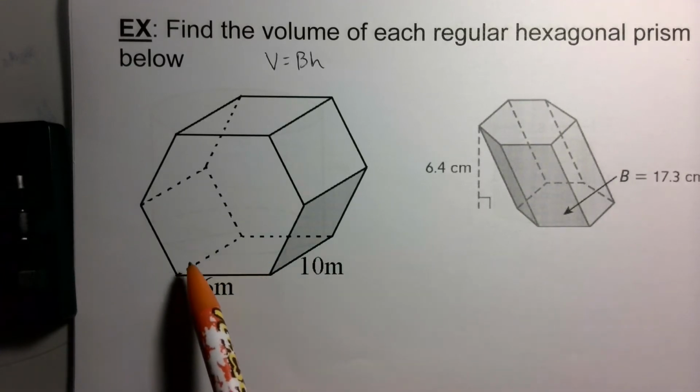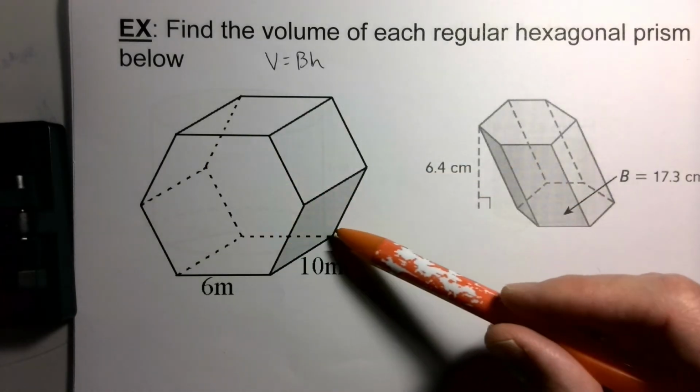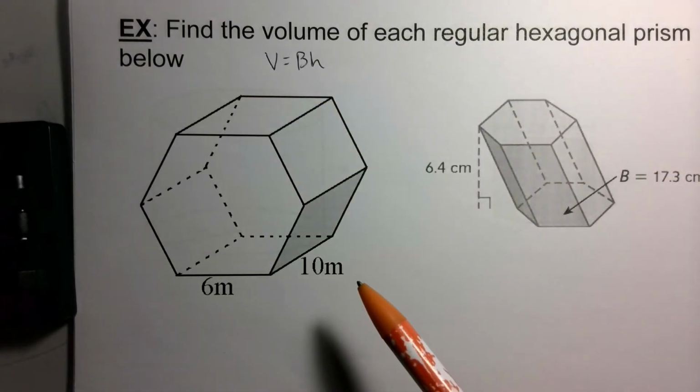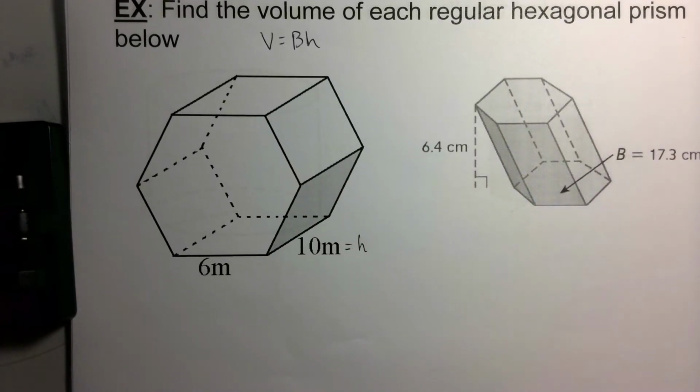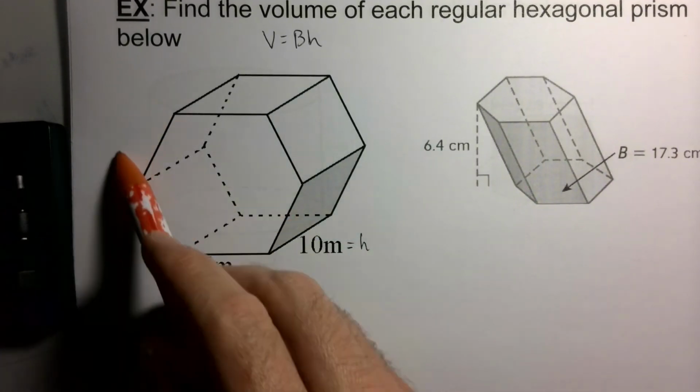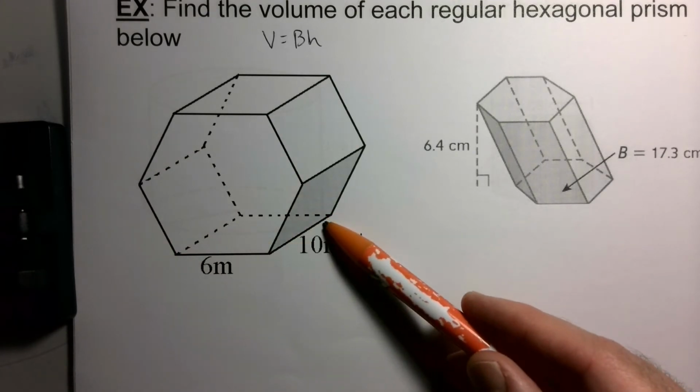So here I have my prism. My base is supposed to be a regular hexagon. So that tells me this front face and this back face are what we call the bases. So what that's going to tell me is my height, being the distance between bases, should be this 10 meters. That's my height on this one. The height is not this up and down distance, it's the distance between my bases there.